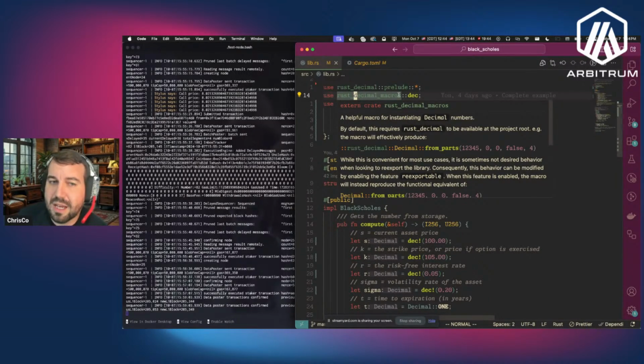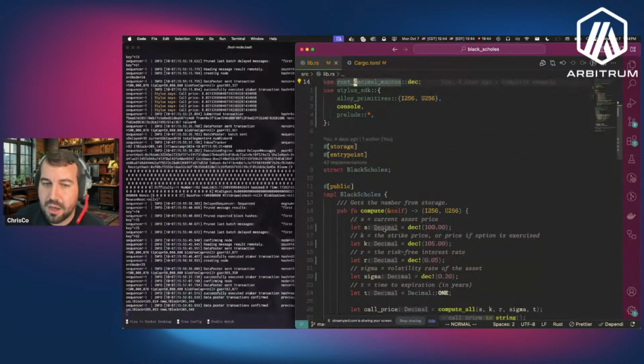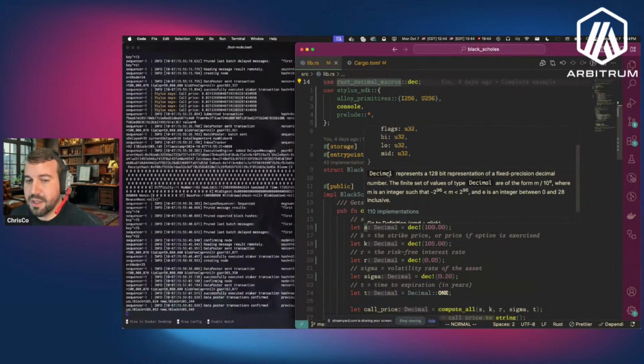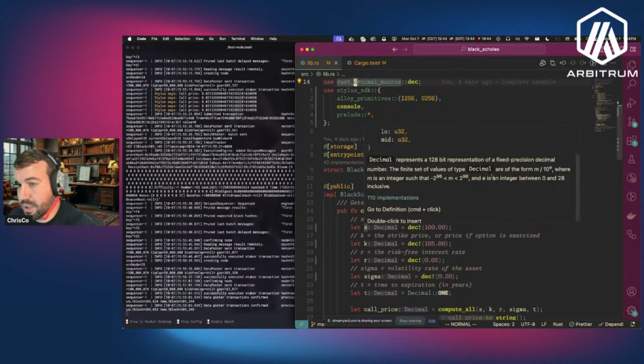So when we use this library, this Rust decimal crate, we're allocating 128 bits for every number, and the mantissa is a number between -2 to the 96 and 2 to the 96, and E is an integer between 0 and 28. So you can have up to 28 decimal places for any integer between -2 to the 96 and 2 to the 96. Unless you're doing astronomical physics, 2 to the 96 is a huge number that more than suffices for the vast majority of financial applications.